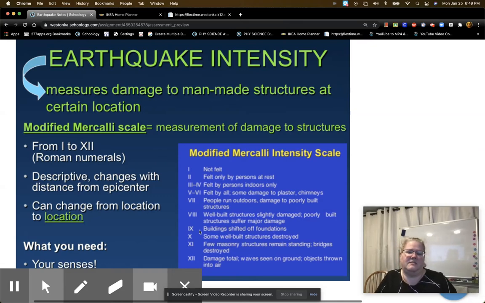We see up to 9s. I don't know that I've ever seen an 11 or a 12. I'm not saying they haven't happened, but in my lifetime I can't remember one. We've had some 9s, and those are pretty massive.